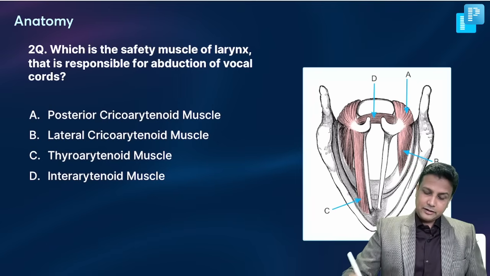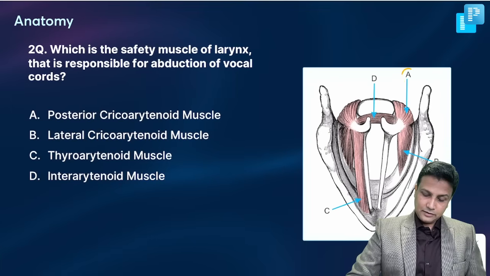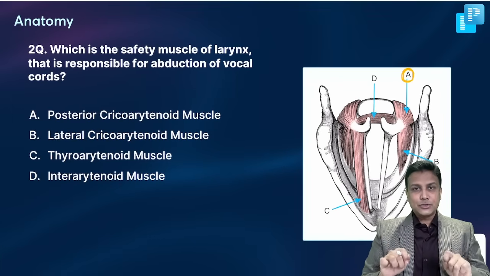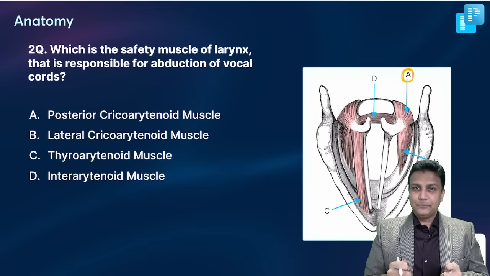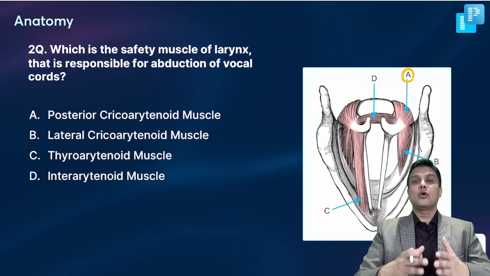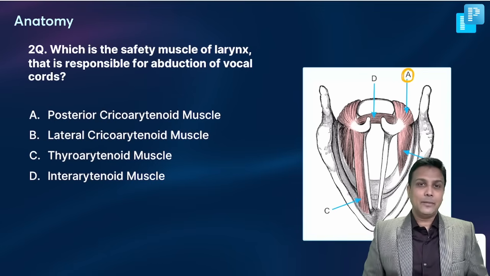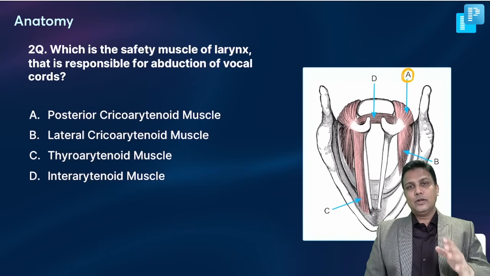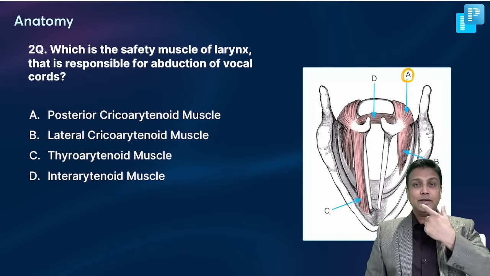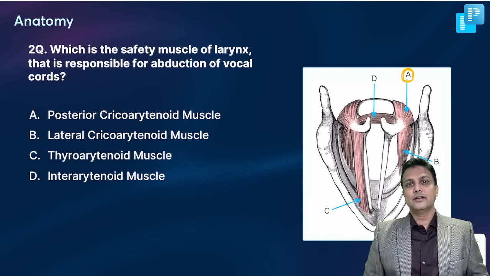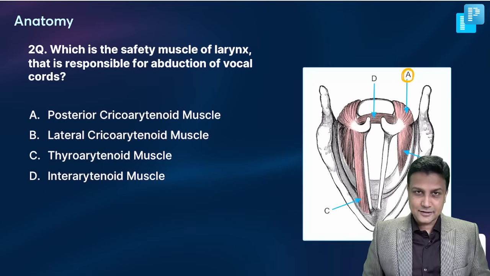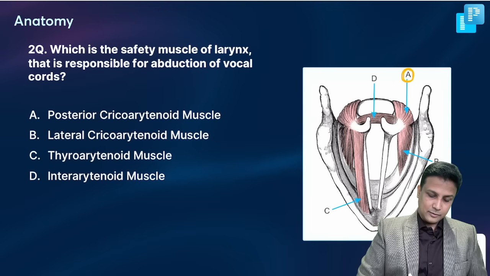Now in this given diagram here, option A will be the posterior cricoarytenoid muscle. And that posterior cricoarytenoid muscle is going to pull the arytenoid cartilages away. And therefore what is going to happen? The vocal cord is going to move away. That is helping in abduction of the vocal cord. And once the vocal cords are abducted, your airway is going to remain patent. You'll be able to respire. That is the reason why it is referred to as the safety muscle of the larynx. So therefore, the correct answer here will be option A.